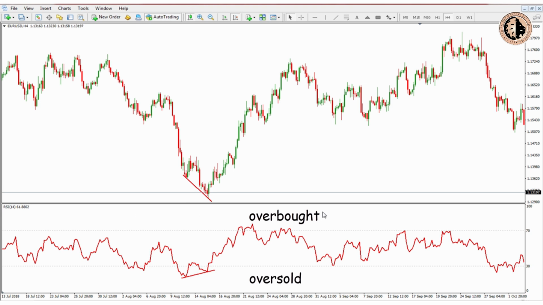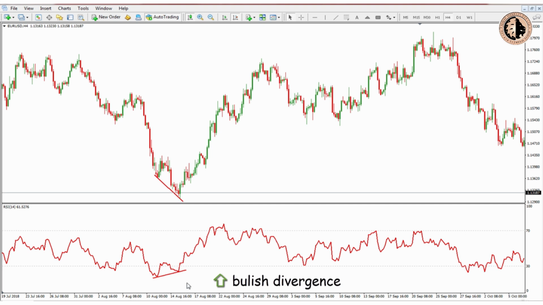Since this divergence occurred in the oversold zone, it provides us with buy signals, and this divergence is called bullish divergence. In addition to bullish divergence, there's also bearish divergence. It appears in the overbought zone and provides us with sell signals.